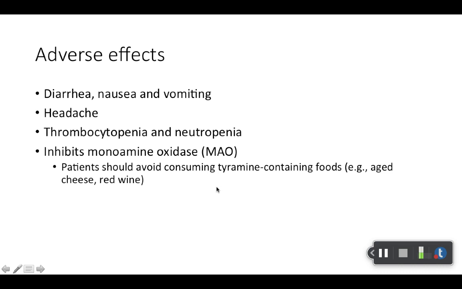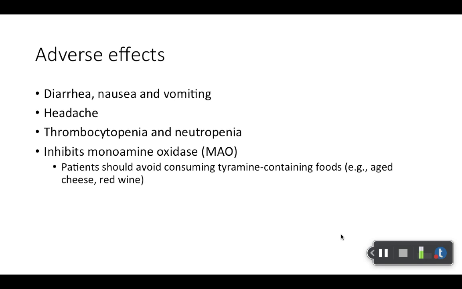Other interesting thing too is it does inhibit monoamine oxidase, which we'll talk about more in some of the other modules coming up, like in the psych module. So this is one where you can basically have a really bad adverse reaction depending on what type of foods you eat. So if anything has tyramine containing foods, so like aged cheese, red wine, so just basically a lot of delicious foods, right?